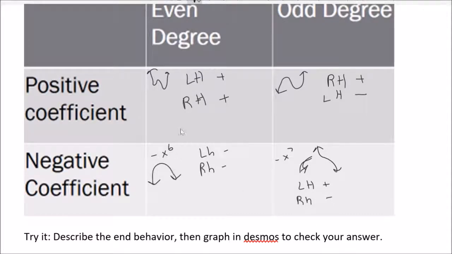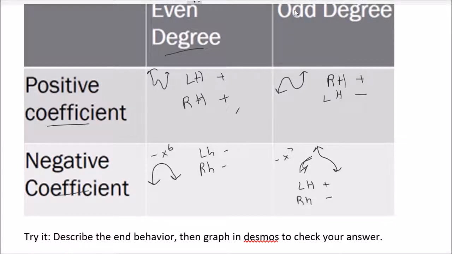So this simple little chart captures pretty much every pattern we've looked at so far. You can tell by looking at the leading coefficient and the degree of the polynomial what the end behaviors will be. Positive and even, positive, positive. It's pointing up on both sides. Remember, even, they're going to match. So it's either positive, positive, or negative, negative.